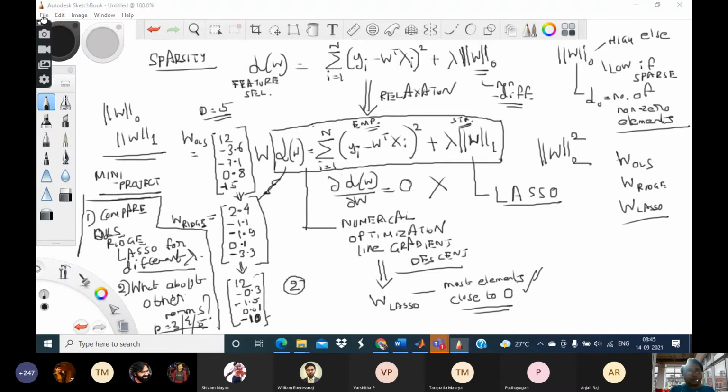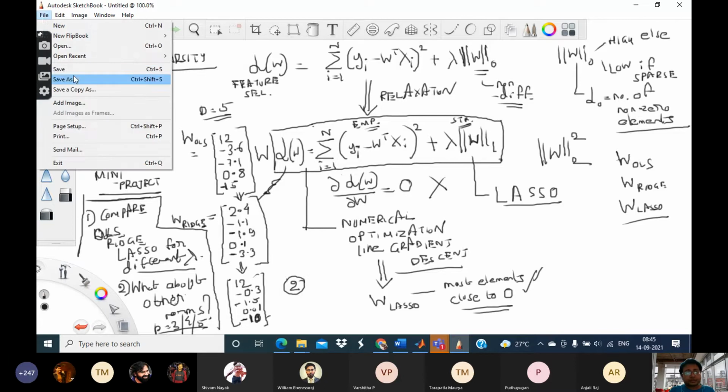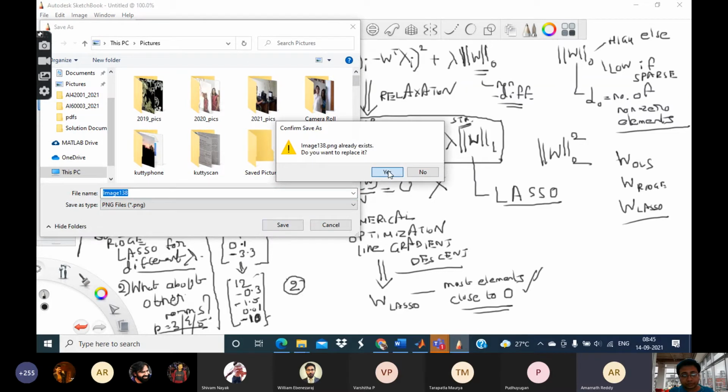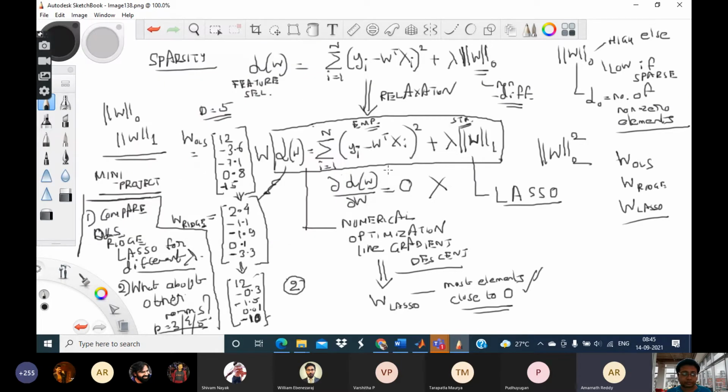Hello, sir. In ridge regression, we are trying to minimize the square of every weight. In lasso, we are trying to minimize every absolute value of the weight matrix element. But why are the larger values of the weight matrix not getting close to zero in lasso regression?